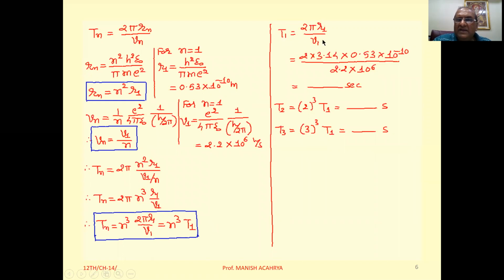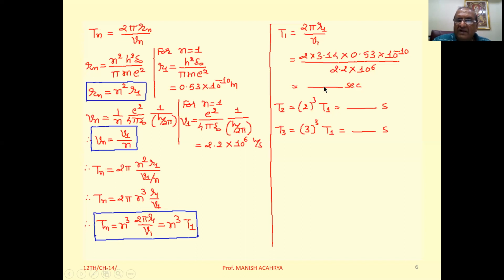So 2 pi R1 upon V1, R1 that is 0.53 into 10 raised to minus 10, V1 that is 2.2 into 10 raised to 6, and you will get the answer here. Then after, suppose you want to calculate T2, means take here n equal to 2. So n cube, so 2 cube into T1.